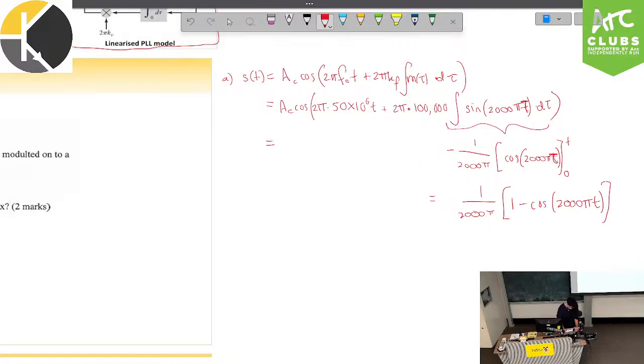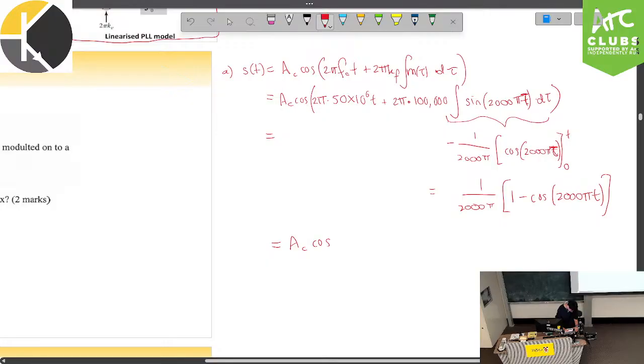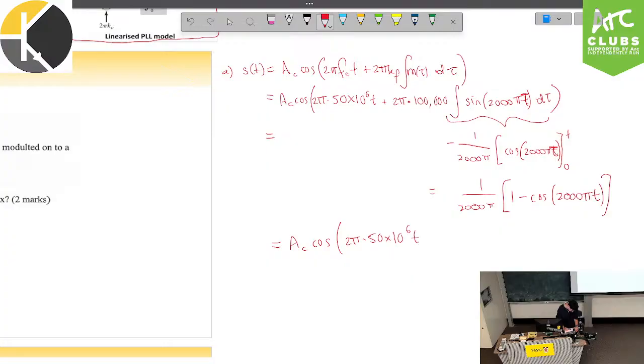Subbing that back into our original formula, we will get an output Ac cos(2π times 50 megahertz t. This 2π will cancel out with this π, and this 2 will become a 1, and then we can remove 3 zeros by cancelling it out with this 1000, so we'll get plus 100, (1 minus cos(2000πt)), and that will be our FM modulated wave.